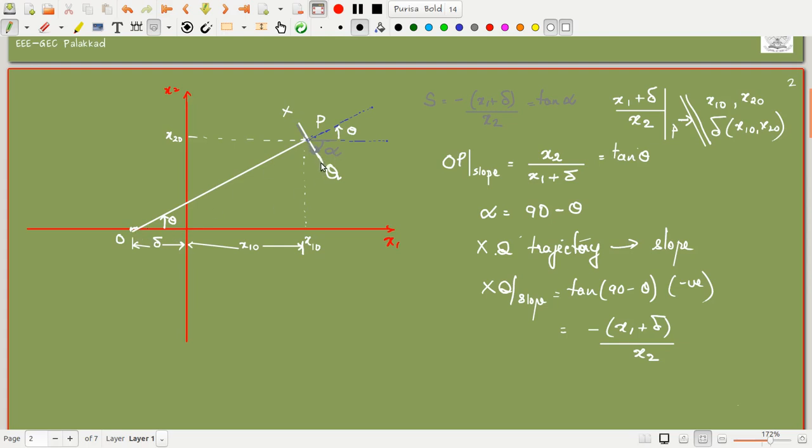Once I move a little bit, we have reached somewhere near Q. So I will now mark the new point as Q. At Q, I have the new coordinates x11 and x21. With the new coordinates, I would find out the new delta. The delta would be somewhere here.